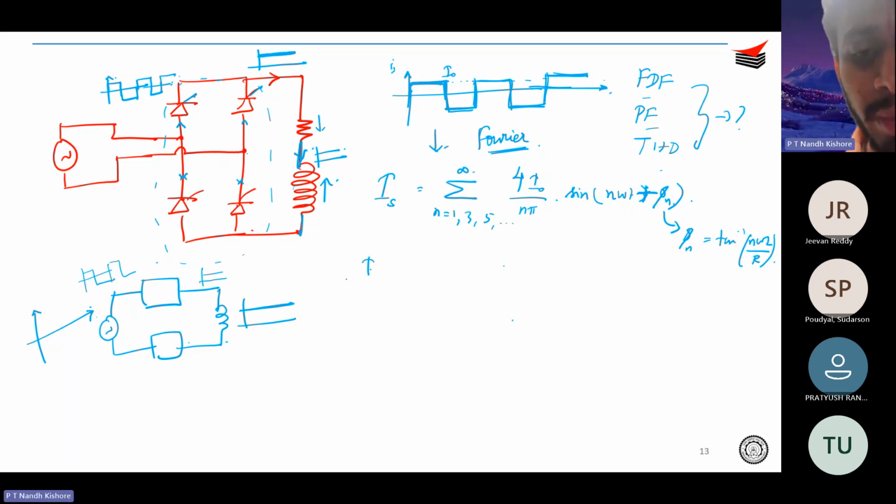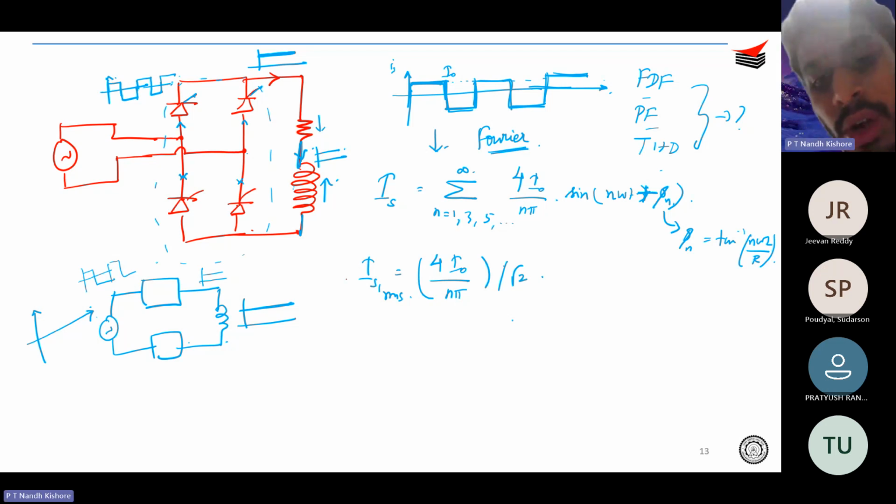So what is your fundamental component? IS1 is going to be 4 I naught by n pi. And if I want my RMS, it's going to be the whole divided by root 2. Got it? So this is your fundamental component at n equal to 1.